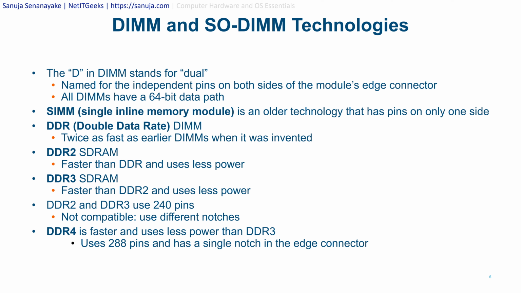DDR4 is the next iteration of the DDR RAM, and this is faster and uses less power than the DDR3, which is the previous generation. This time we will be using 288 pins as opposed to the 240 pins you've seen in DDR2 and DDR3 modules, and it has a single notch in the edge of the connector. So these are basically different iterations or newer generations of DDR modules. We went from DDR to DDR2, DDR3, and DDR4.